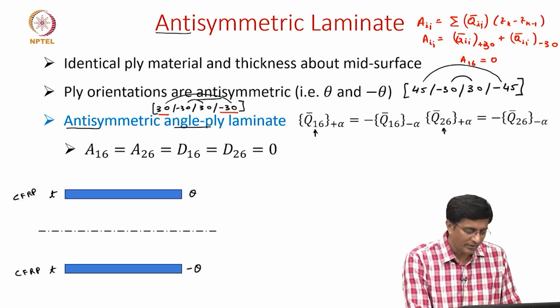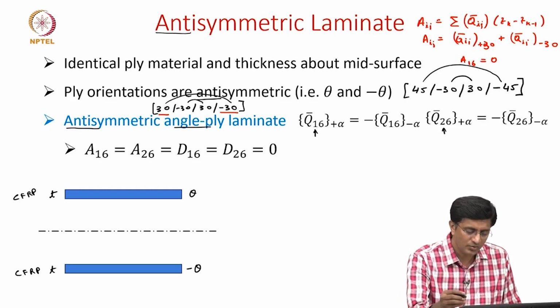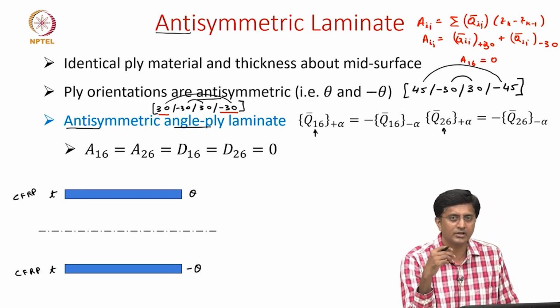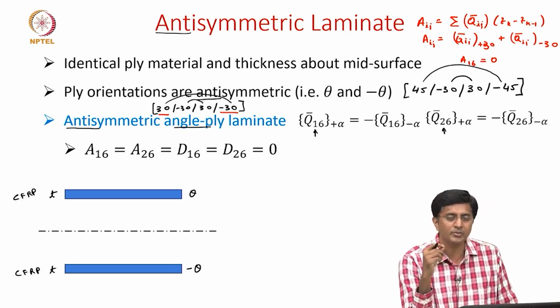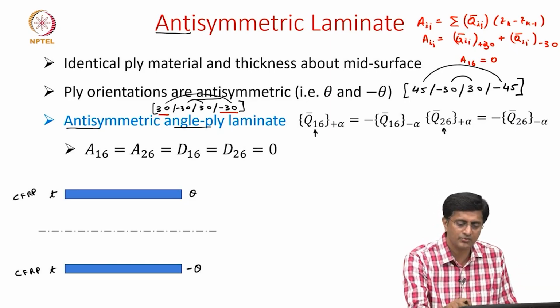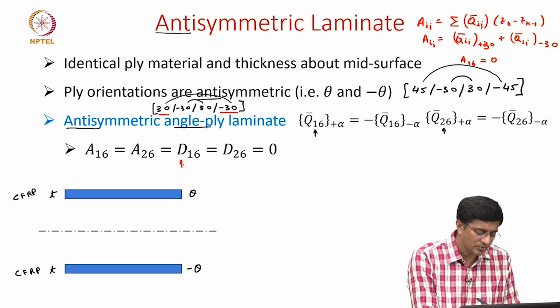But when it comes to the D matrix, there too we can show that since Z has cubic terms, Zk cubed minus Zk minus 1 cubed will also be constant for the top layer and the bottom layer. Because of this relation for the Q16 and Q26 terms, even the D matrix terms D16 and D26 go to 0.